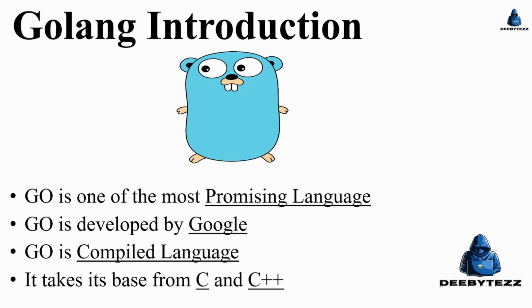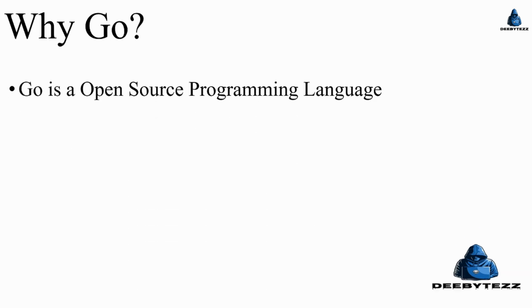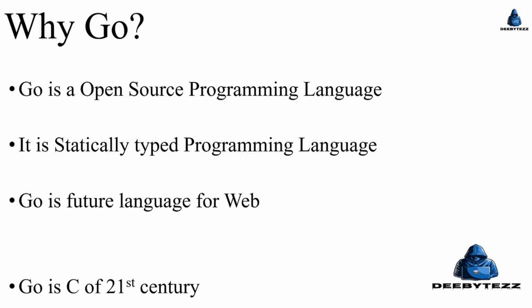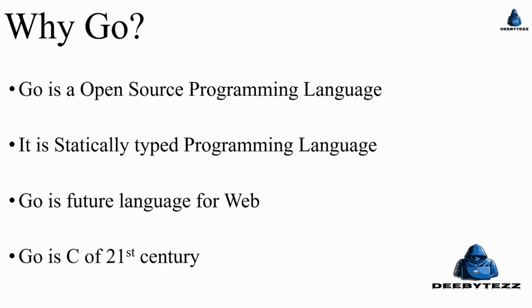Go takes its base from C and C++. It has similar syntax as C and C++. Go is an open source programming language. It is free to use. It is a statically typed programming language, which means errors are checked at compile time. It is said that Go is the future programming language for web. Developers said that Google's Go language is the C for the 21st century when it comes to the syntax.